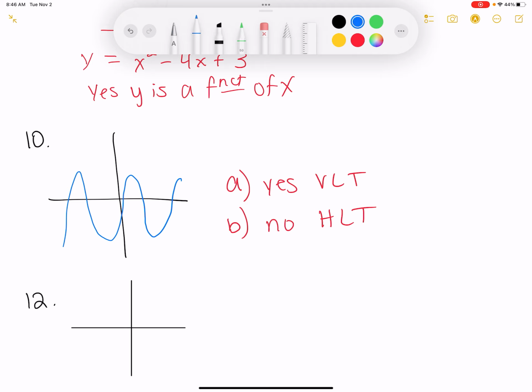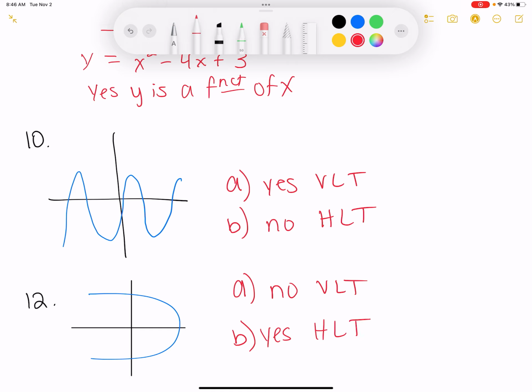Something like that. So is it a function? Okay, no, because of the vertical line test. Does it have an inverse that's a function? Yes. Okay, yes. Horizontal line test.